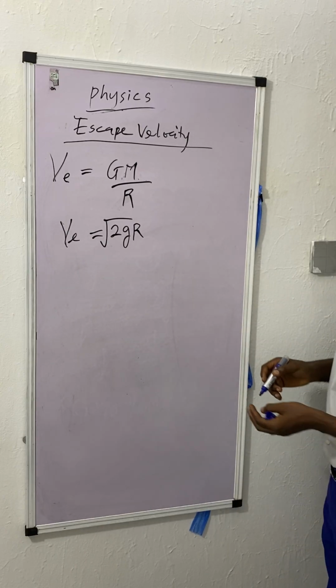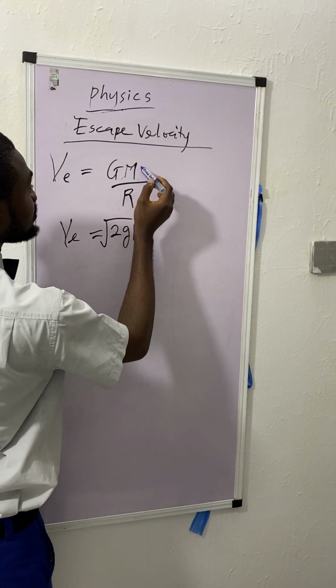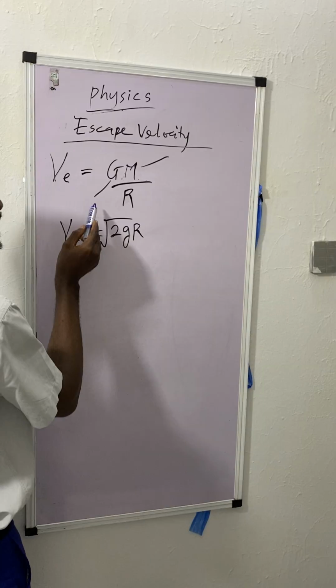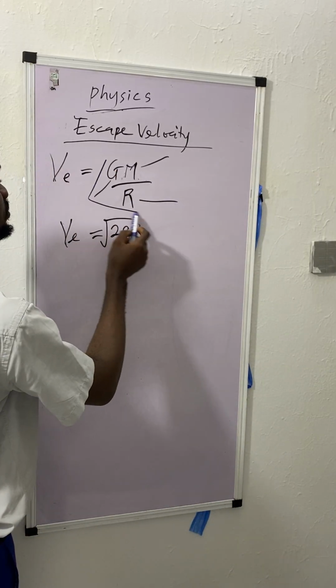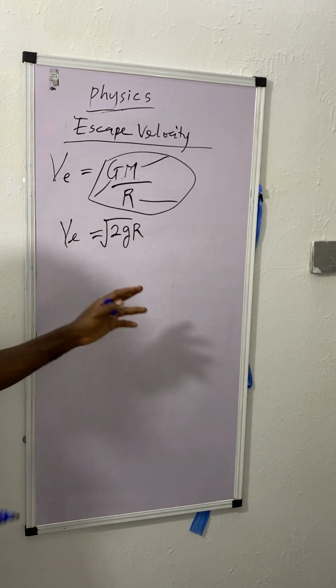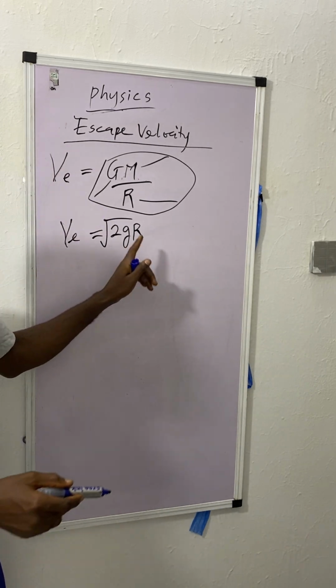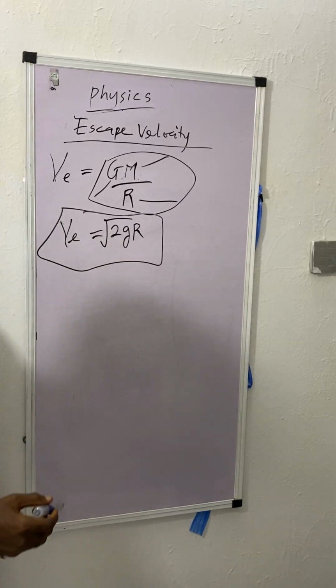Depending on what you are given in your question, if you were given the mass, the gravitational constant, and the radius of the Earth, you use this formula to solve. Or if in the question you were given only acceleration due to gravity, small g, and then the radius, then you know that this one is the most suitable formula to solve with.